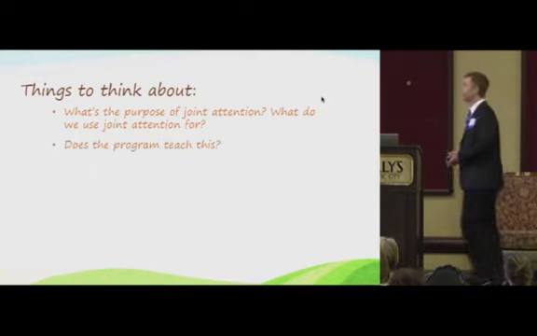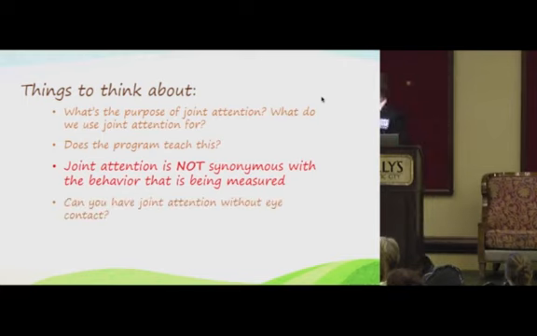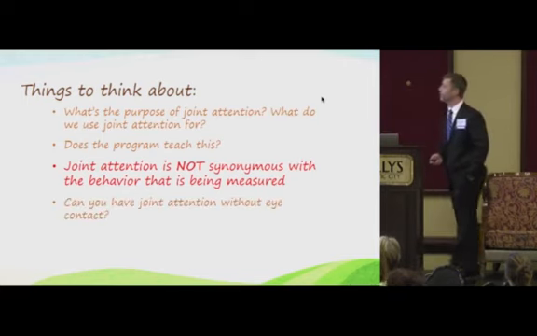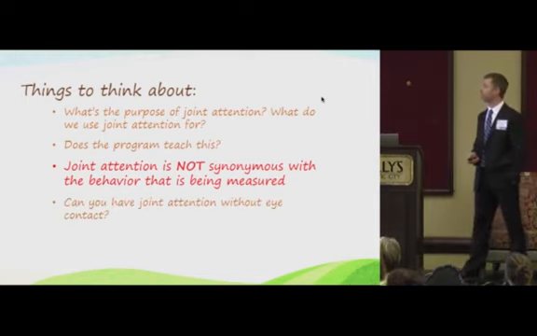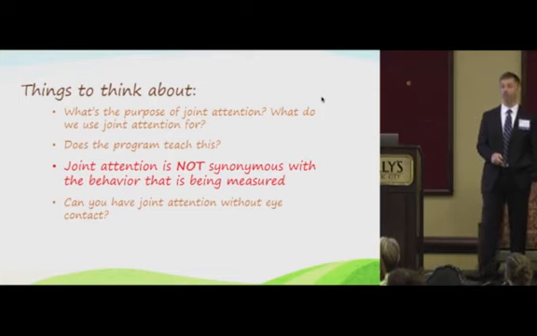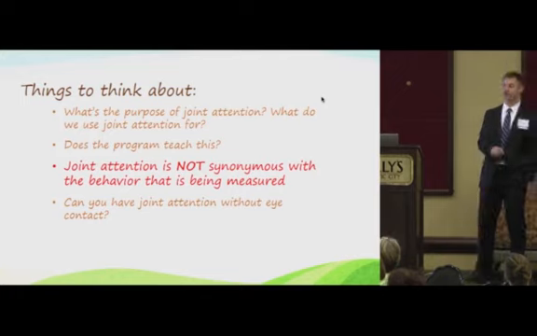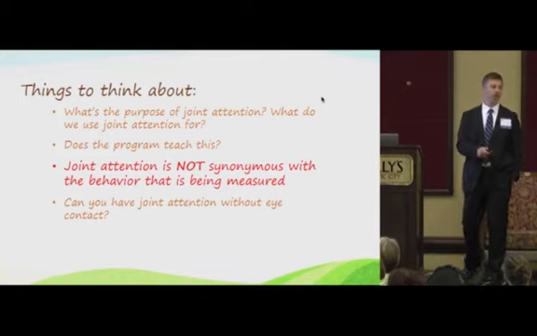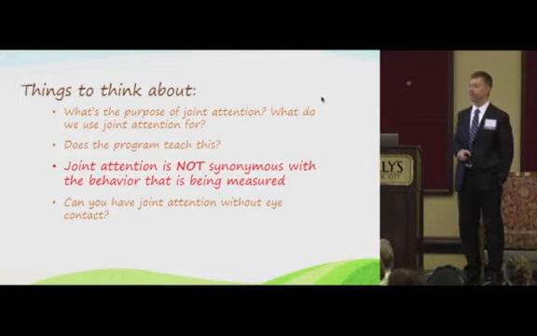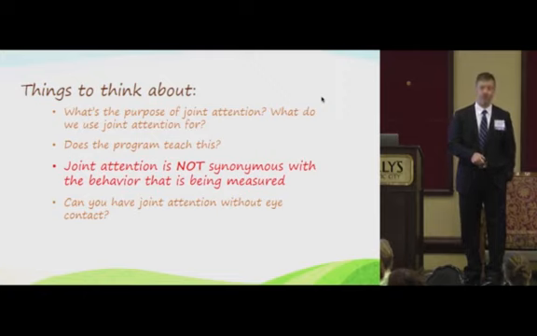Okay, so joint attention is not synonymous with the behavior that's being measured, or I should say eye gaze is not synonymous with joint attention. Eye gaze is one way of measuring joint attention. Do we need to measure eye gaze? Sure. Is that the only way you can have joint attention? No. Can you attend to something without using eye gaze? Absolutely. Right? Certainly visually impaired individuals are able to attend to things without eye gaze.